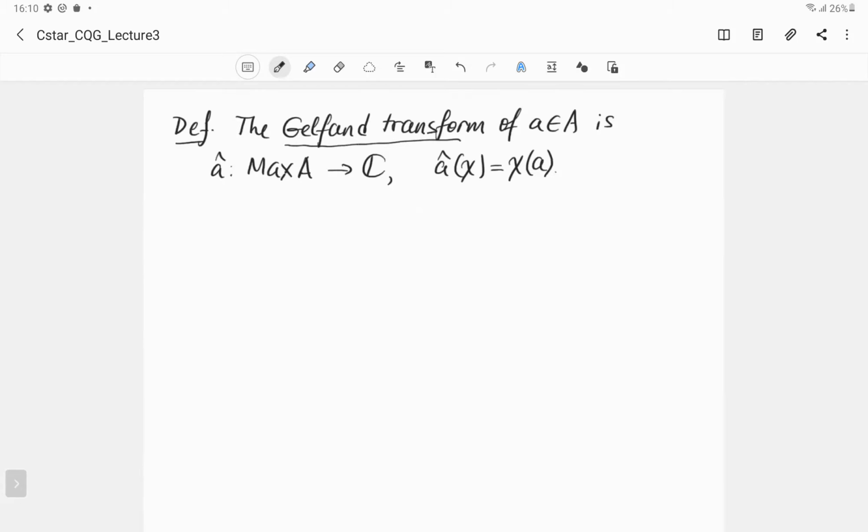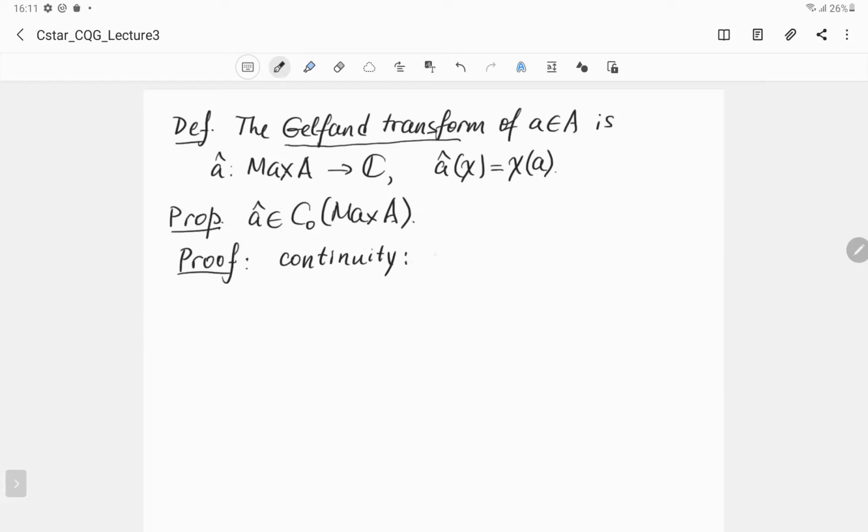So what can you say about this function? We have the following proposition. A hat is continuous and vanishes at infinity. The proof is very easy. By construction, the continuity of A hat is again proved in exactly the same way as in the unital case. Continuity is clear. See the unital case.